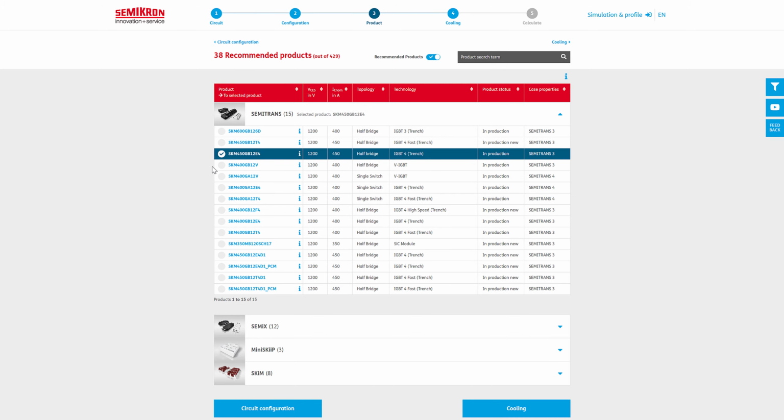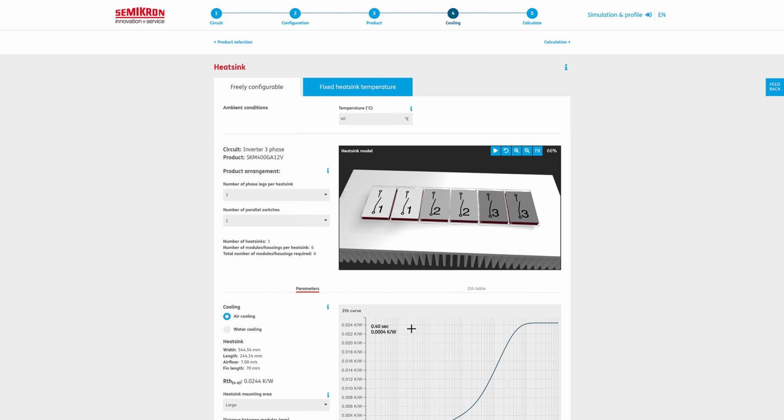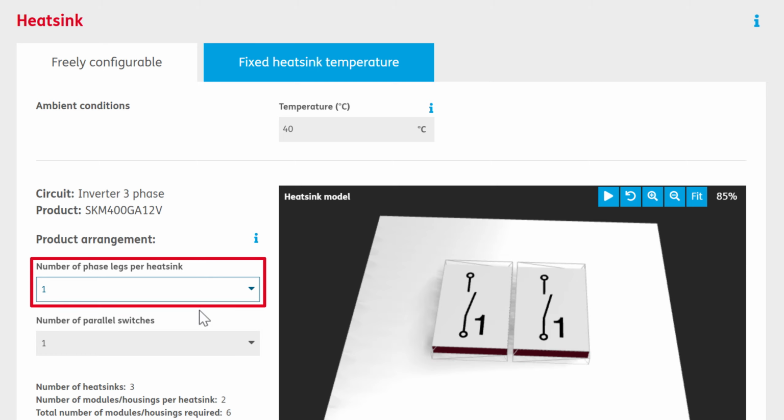There are some special cases with the module arrangement, such as a module with a single switch. SemiSel always requires one complete phase leg per heatsink. In the case of a single switch, that means 2 modules are necessary for a phase leg of a 2-level inverter.